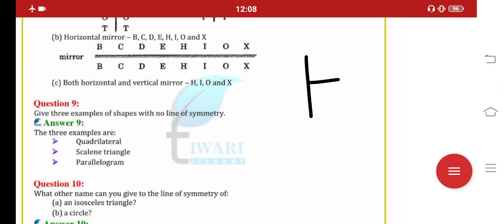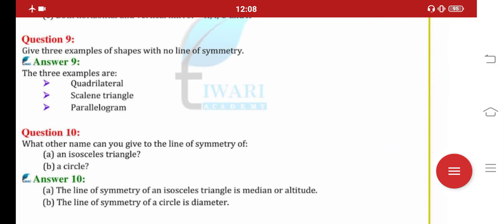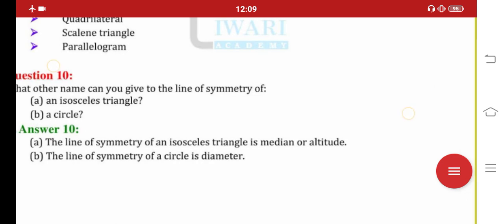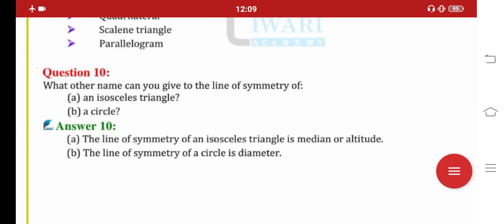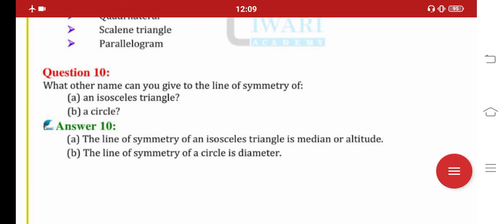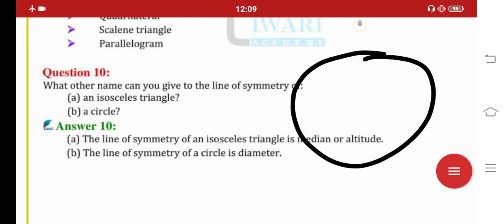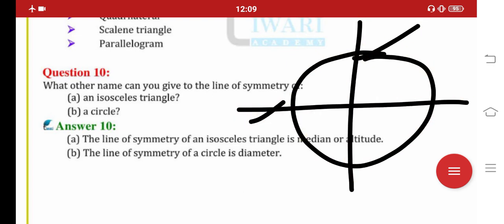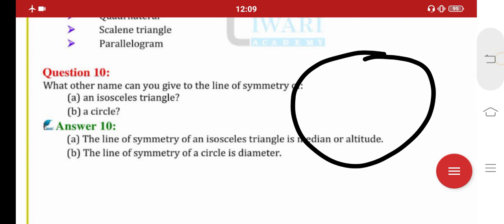Okay, so let me show you what is given in question number 9. Give 3 examples of shapes with no lines of symmetry: quadrilateral, as we have seen earlier, scalene triangle and a parallelogram. What names can you give to the line of symmetry of an isosceles triangle? In an isosceles triangle, the line which divides it into two equal halves is called a median, or we can say altitude. And a circle, if we divide a circle horizontally and vertically, these lines are called diameters. So the line of symmetry of a circle is called a diameter.